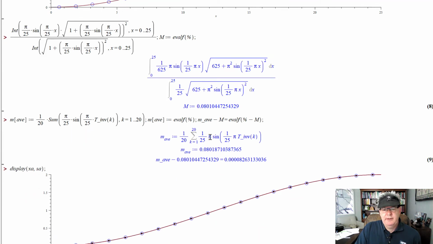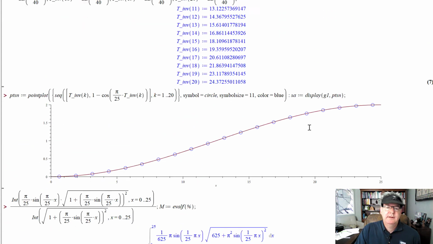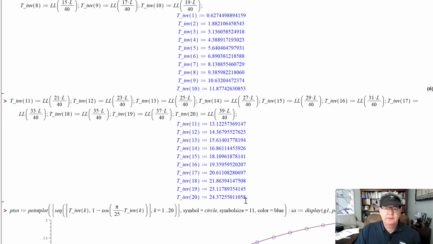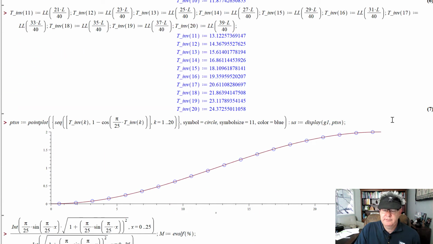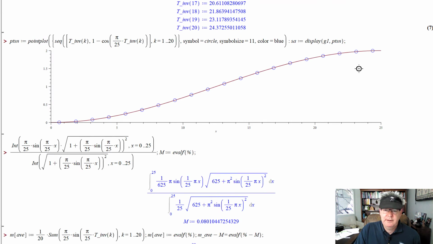There's what the average is going to be based on a line integral, and here's comparing it to the average of the slope. So pi over 25 sine of pi over 25 times those x's, which I called t inverse for crazy reason. But it is pi over 25 sine of pi over 25x, which would be what the derivative is. And I did it for those 20 points, which are the x values for these 20 points, which are equally spaced along the curve.